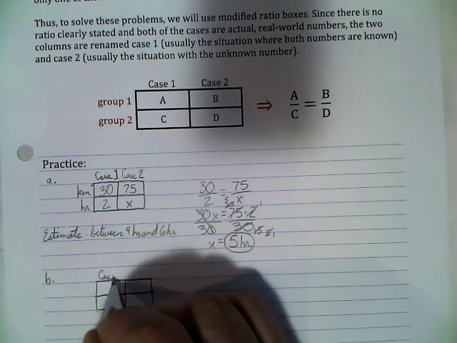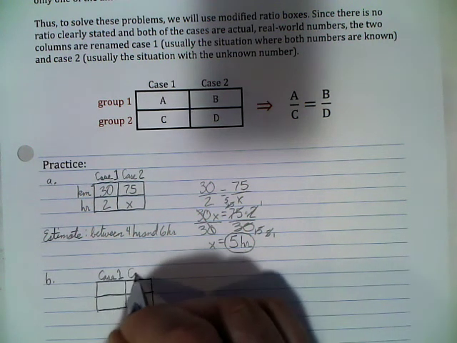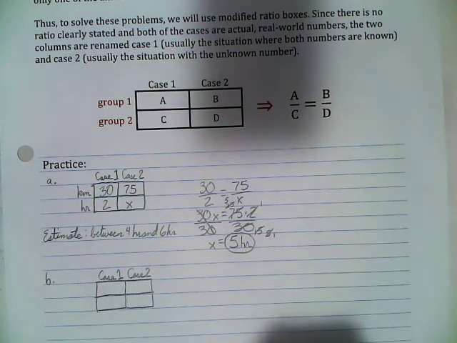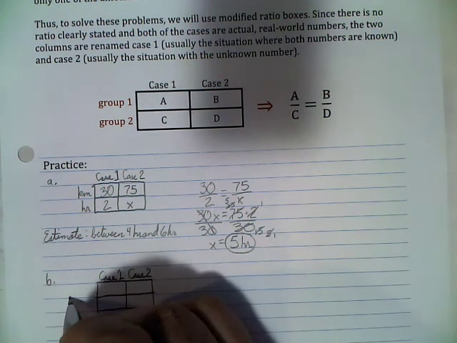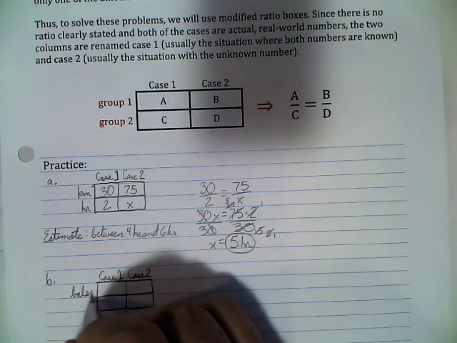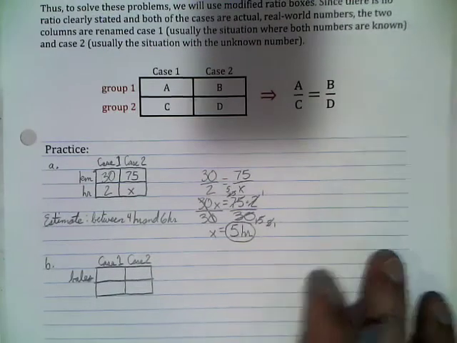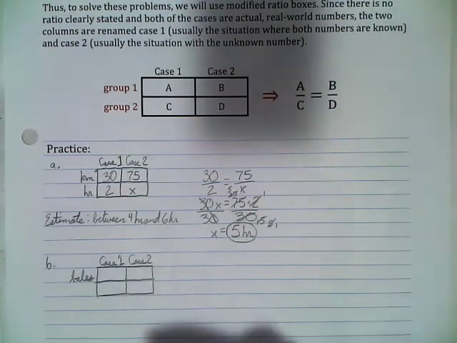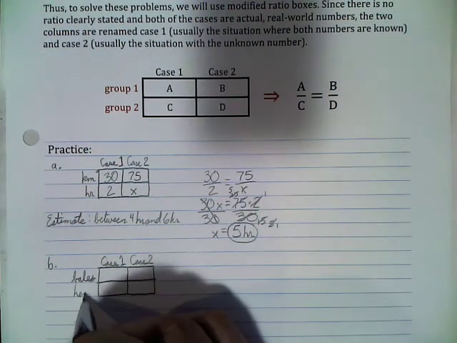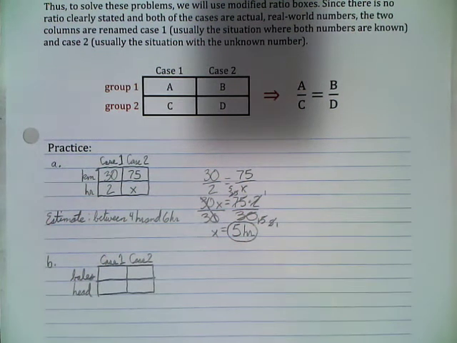I've got my case 1. I've got my case 2. And in this case, we're talking about bales and head of cattle. So I'm going to just abbreviate this as just head. Now we will have to give the full label when we put our answer down, so head of cattle, but head's good enough for the box.